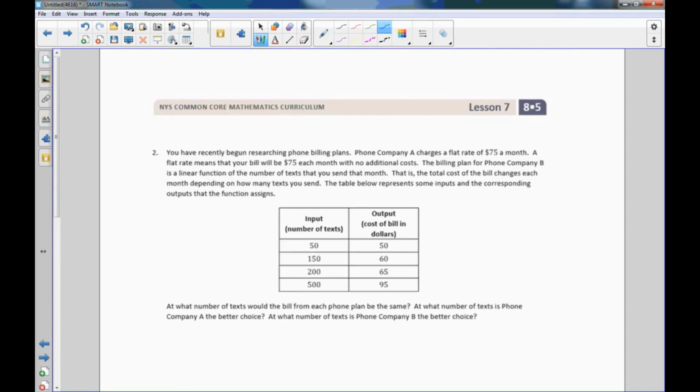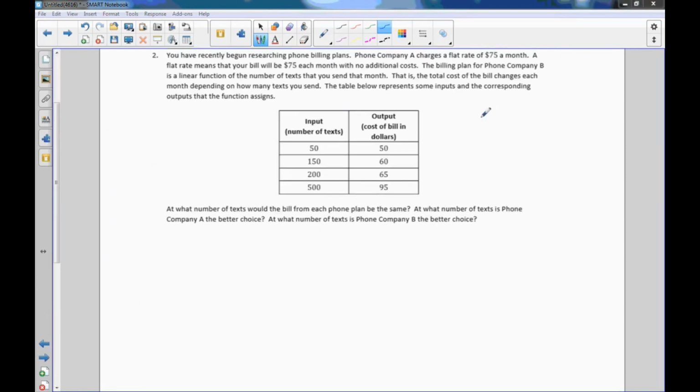All right, number 2. Okay, so number 2 says you have recently begun researching phone bill plans. So phone company A charges a flat rate of $75 per month. A flat rate means that your bill will be $75 each and every month and with no additional costs. Unlimited texts and so forth, $75 a month.